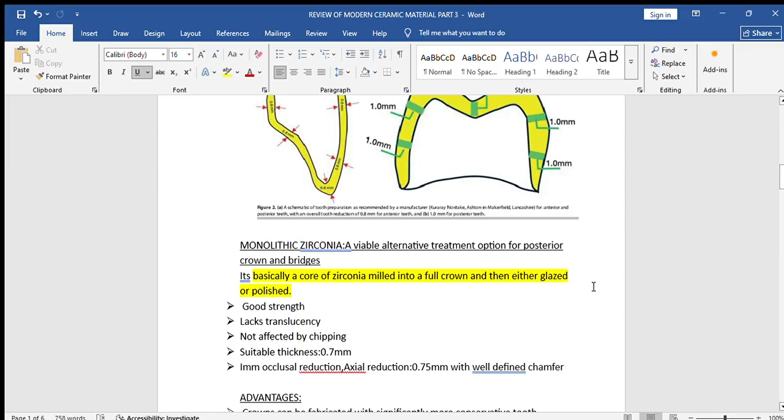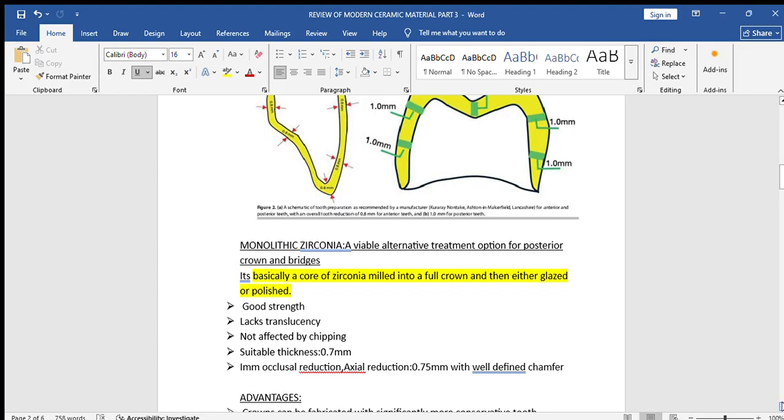Now, monolithic zirconia. What is monolithic zirconia? Basically, it is a core of zirconia that is milled into a full crown, then either glazed or polished. It has good strength, it lacks translucency, and it is not affected by chipping. Suitable thickness is 0.7 mm to 1 mm occlusal reduction, and axial reduction of 0.7 to 0.75 mm with a well-defined chamfer. These are the required tooth preparations for monolithic zirconia.